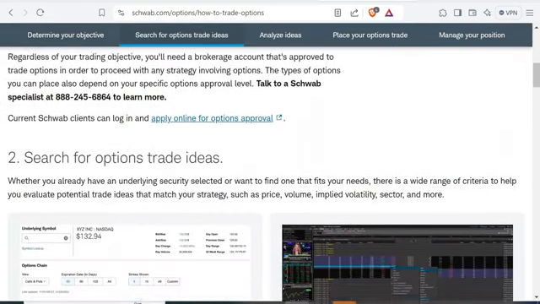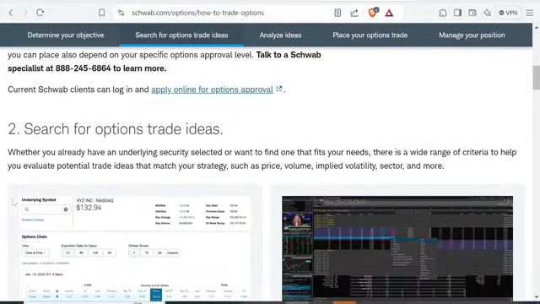After you've defined the objective, you're going to search for options trade ideas, whether you already have an underlying security selected, or you want to find one that fits your needs. There's a wide range of criteria to help you evaluate potential trade ideas that match your strategy, such as price, volume, implied volatility, sector, and more.